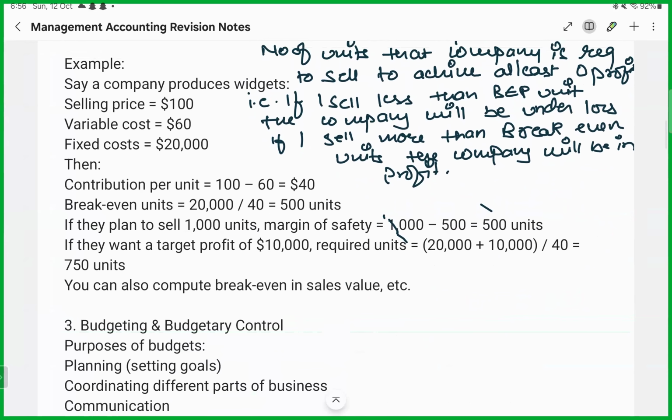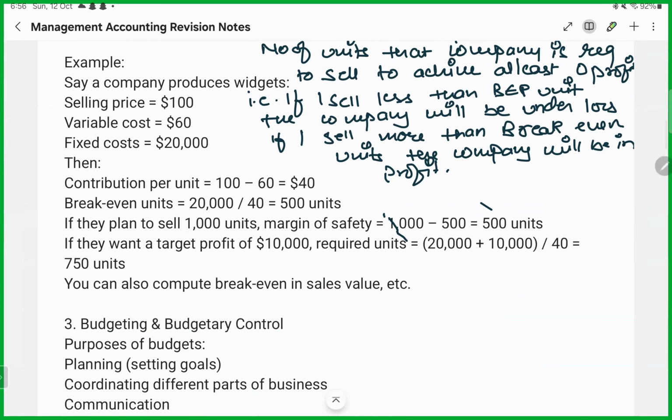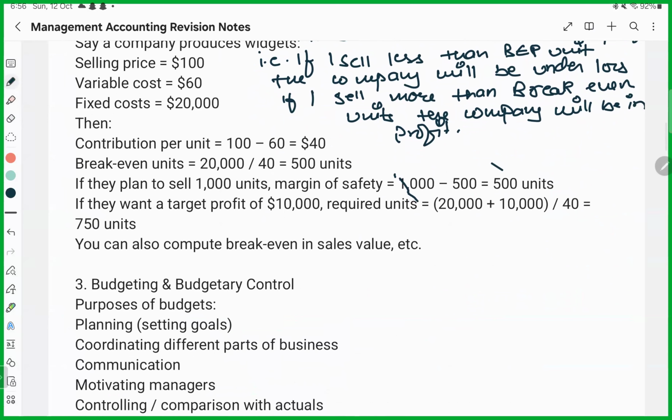Now let's see this example. The company has a selling price of say rupees 100. The variable cost of the company is say rupees 60, and the company has a fixed cost of rupees 2 lakhs. Now we need to calculate the contribution per unit. We know the formula of contribution per unit. Since our selling price is 100 and our variable cost is 60, our contribution per unit is going to be rupees 40. Now to calculate the break-even units, break-even units is nothing but my fixed cost upon contribution per unit. This gives me a break-even unit of 500.